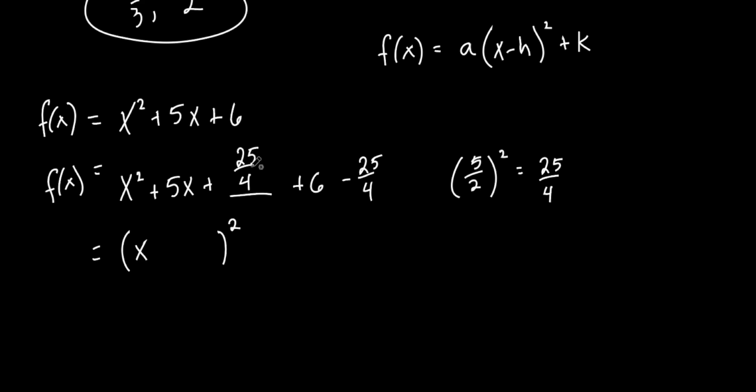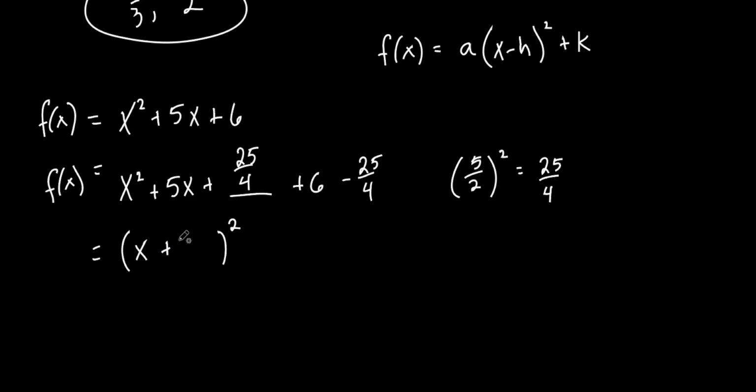I could take the square root of 25 over 4, or I could take half of the middle one. You're going to get the same exact thing. If I take the square root of 25 over 4, it's 5 over 2. If I take half of this, it's 5 over 2, right? Why? Because we took half of it and we squared it to get that number in the first place. So all I'm doing is just going backwards, okay?